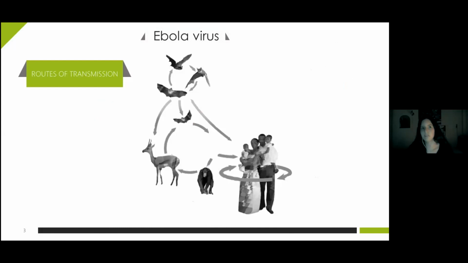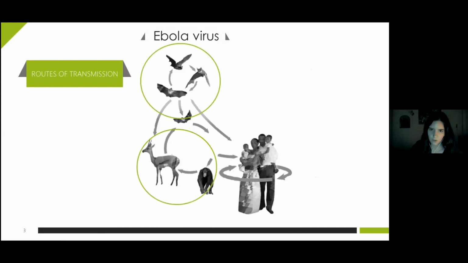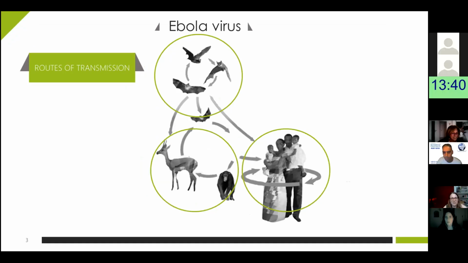Now, for the routes of transmission, we presume, based on scientific evidence, that the reservoir host of the Ebola virus is bats. And the transmission from bats to humans and animals is carried out through a spillover event, which is the event of an infection of an animal or a human through the contact with the reservoir host, which in this case is the bats. And of course, this happens either through the preparation of meat of these infected animals for eating, or through direct contact with the bats themselves.